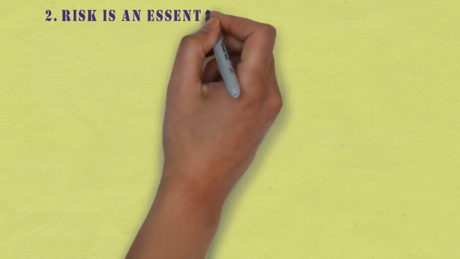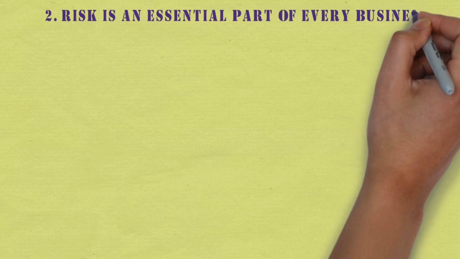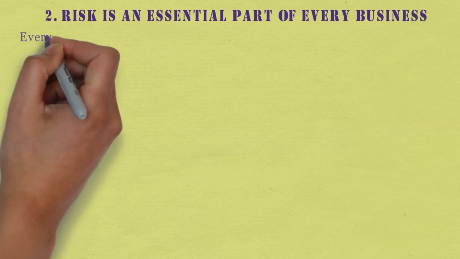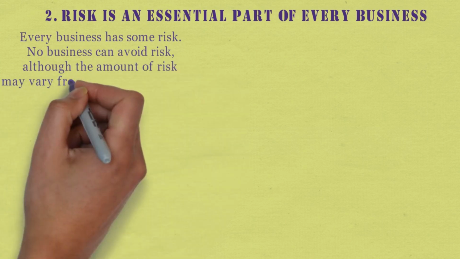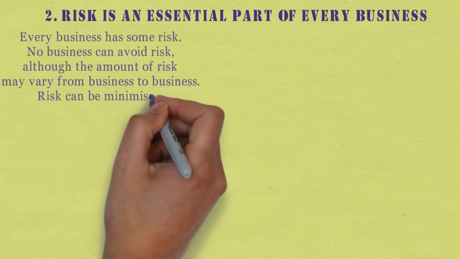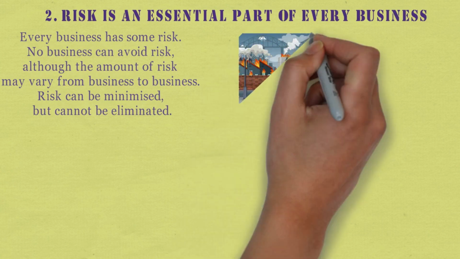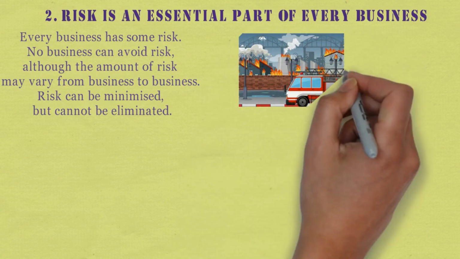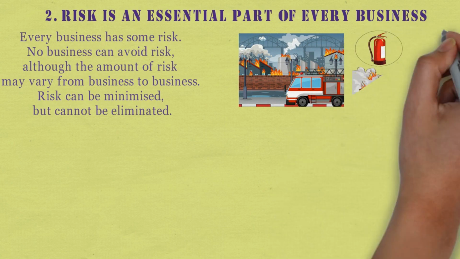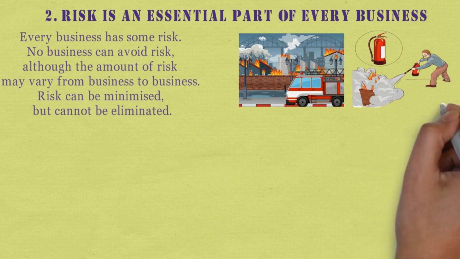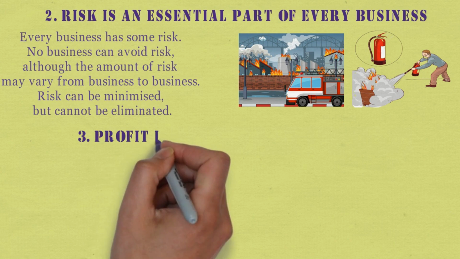Risk is an essential part of every business. Every business has some risk. No business can avoid risk, although the amount of risk can vary from business to business. Risk can be minimized but cannot be eliminated. For example, to avoid fire in the factory or business premises, we can install fire extinguishers.